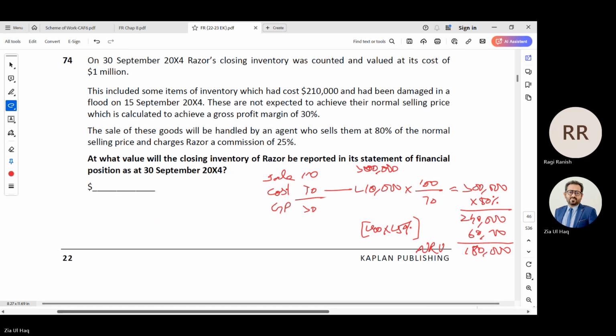What is its cost? 210. This means 1 million we are having as cost. If we deduct from this that 210 cost that is damaged, the value of that inventory is what? Lower of cost and NRV, 180. So 970,000 is the value as per NRV.